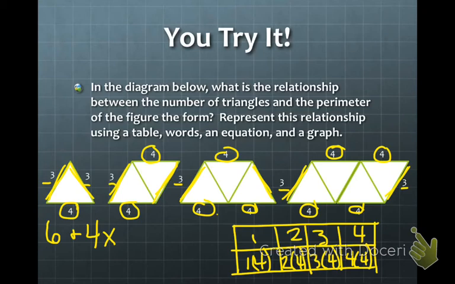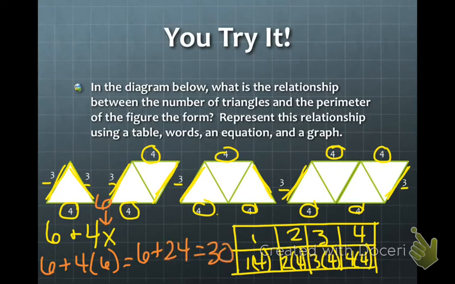And then if we wanted to find any number that's not 4, all we have to do is plug in a number. So if I wanted to find the 6th one in this pattern, I just plug in 6 for x. So 6 plus 4 times 6. 6 times 4 is 24, and 6 plus 24 is 30. So that means that I have a perimeter of 30 for that one.